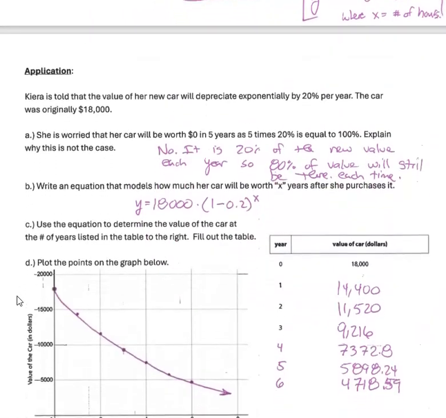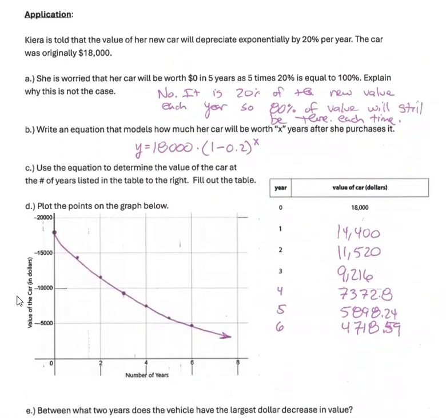So this next application here brings up some of the common misconceptions. Kira is told that the value of her car will depreciate exponentially by 20% per year. The car was originally $18,000. Now, depreciation just means that right after you buy a car, it drops by a certain amount, and then it drops by a certain amount every year as it moves on, and that's usually exponential. Okay, it's not linear, it's exponential.